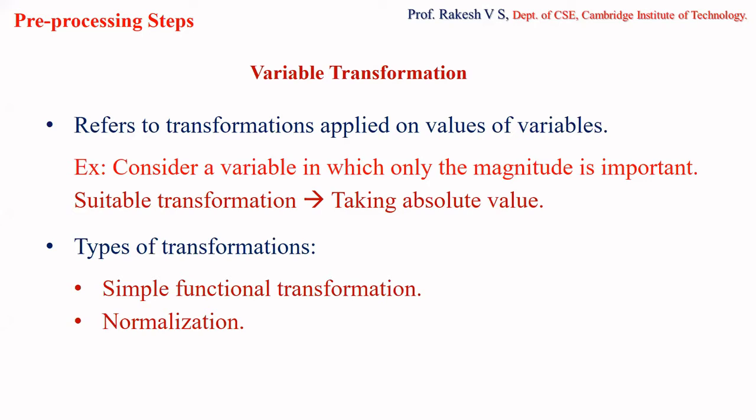Say for example, consider a variable in which only the magnitude is important. When I say magnitude, it is nothing but the values present that are important. In such cases, the suitable transformation that we can apply is taking the absolute value of it. You will understand this through some examples. So as of now, what is variable transformation? It refers to the transformation applied to all the values of a particular attribute to convert it into one particular type. That's all, right?